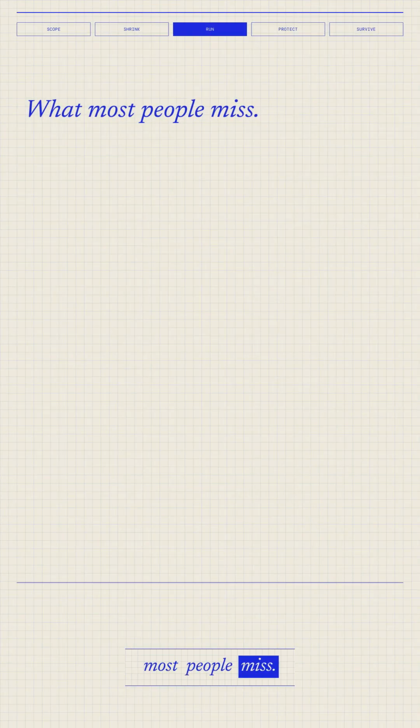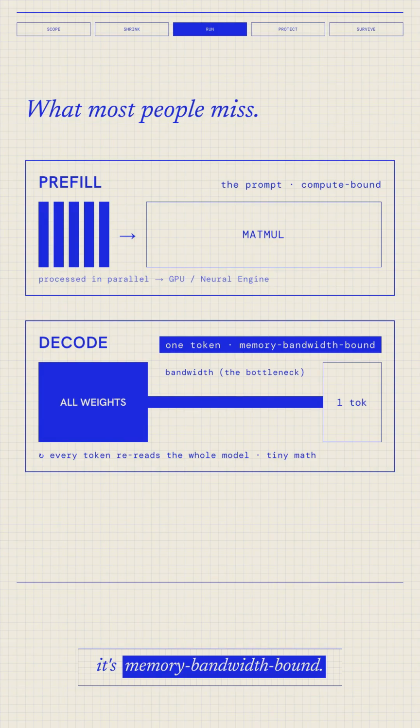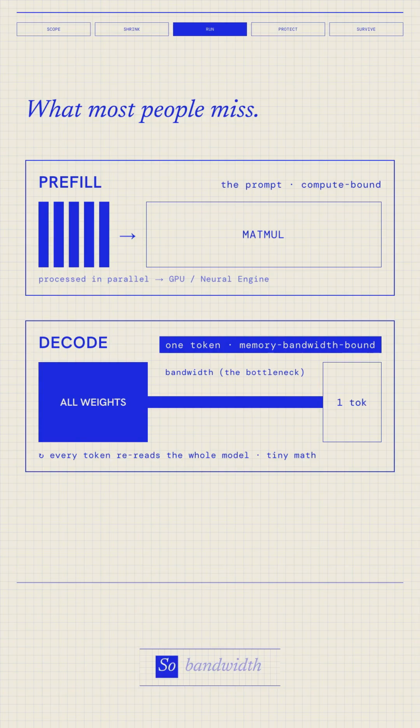Here's what most people miss. Generating a token isn't compute bound, it's memory bandwidth bound. Each token rereads the whole model but does tiny math. So bandwidth is your ceiling, not raw power, which is exactly why 4-bit weights also run faster.